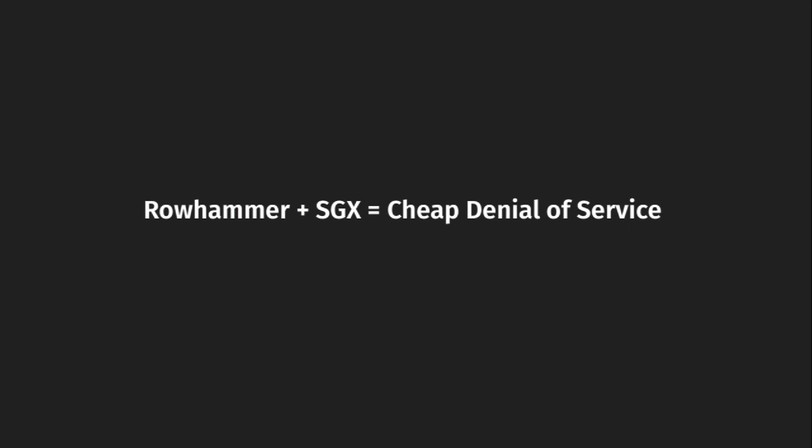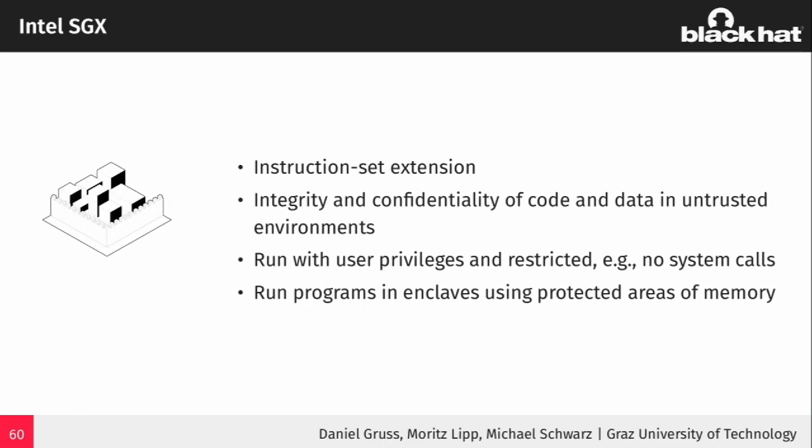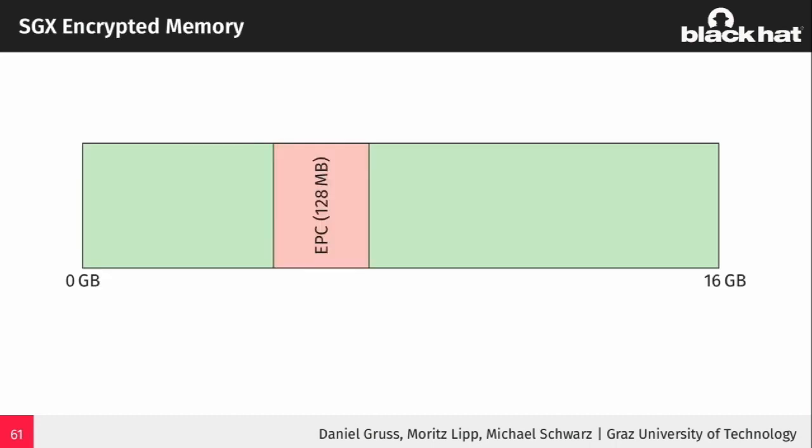For instance, we can combine rowhammer with Intel SGX to get a cheap denial of service attack. So Intel SGX is an instruction set extension which gives us integrity and confidentiality of code and data in an untrusted environment. And it runs with user privileges and is very restricted. So you cannot call any system calls in there. And programs are run in so-called enclaves, which is in a certain part of the memory, a protected area of memory called the EPC. Yes, this EPC is just sitting in the physical memory somewhere, and it's encrypted and integrity checked.